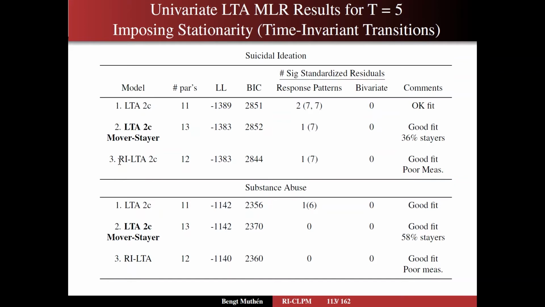RI LTA fits the same, has better BIC because it has one parameter less, fits well in terms of standardized residuals, but you have uninterpretable measurement probabilities. So we would discard that model on interpretation grounds. For substance abuse, you have a similar situation where you have a good fit for regular LTA, and also for mover-stayer LTA.